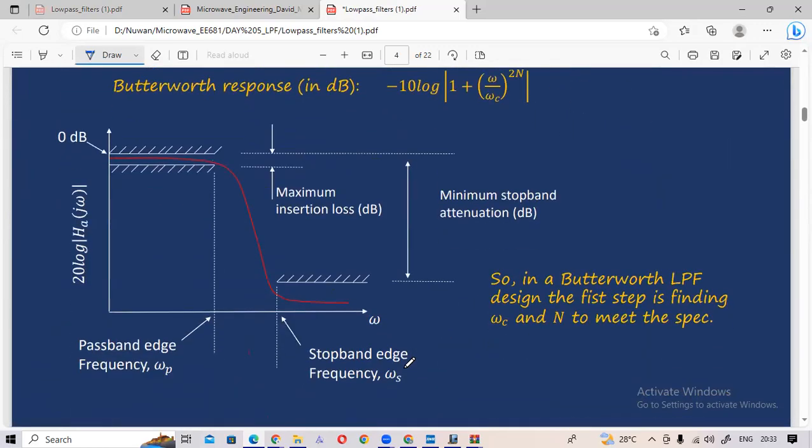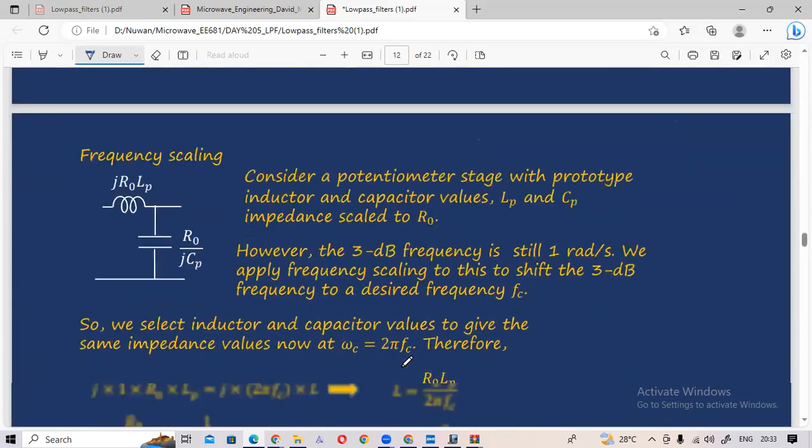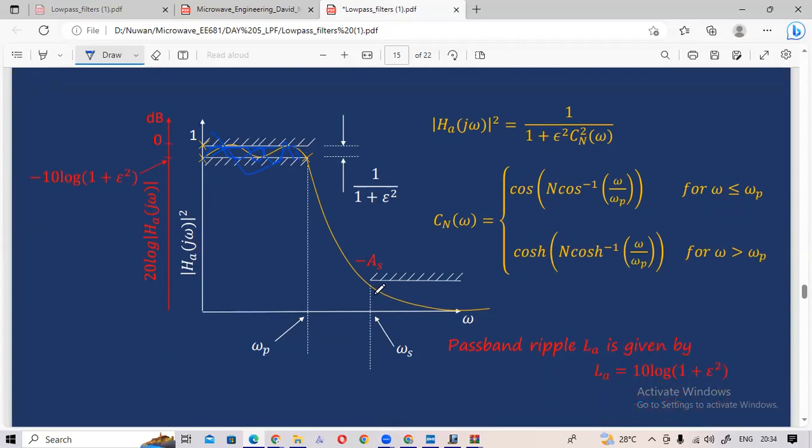For a Chebyshev filter, you can see that there are ripples. In the passband there is a ripple. It is not constant. The previous one we called a flat response, but this is not flat. This is the Chebyshev type. And for an elliptic filter, in both the passband and stop band, there are ripples.